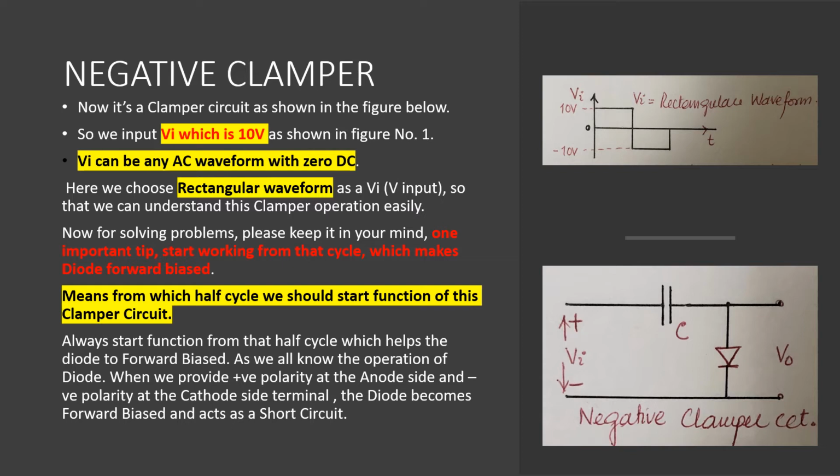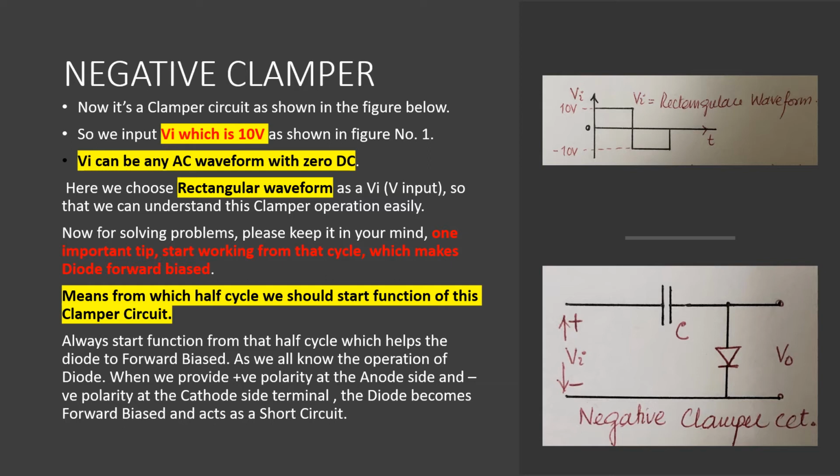So we input Vi, which is 10 volt as shown in figure number 1. Vi can be any AC waveform with 0 DC. Here we choose a rectangular waveform as shown in figure number 1 as the Vi we input so that we can understand this clamper operation easily.